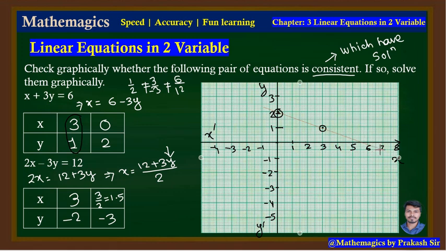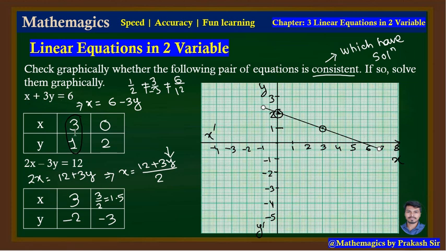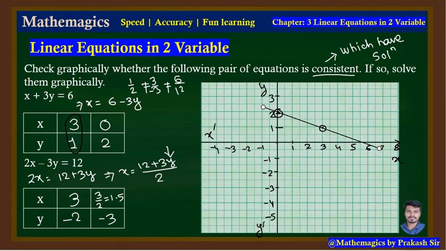So both the points are getting connected, and let me make it bold so that it will be visible. So the first equation is already done. This is equation number 1. Let me write this one. This is equation number 1 graph.